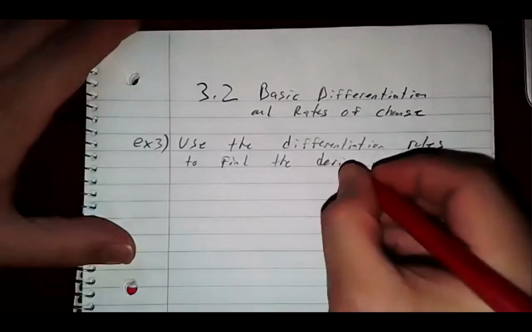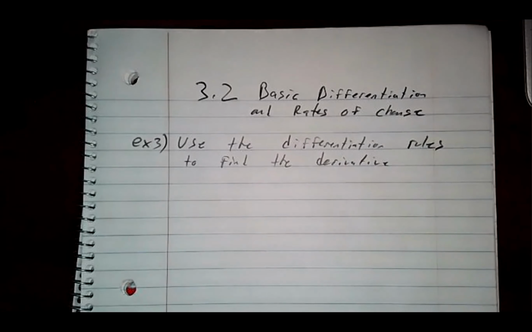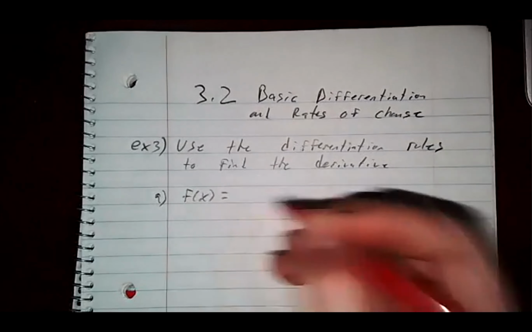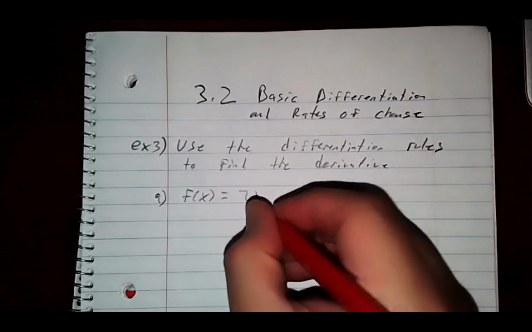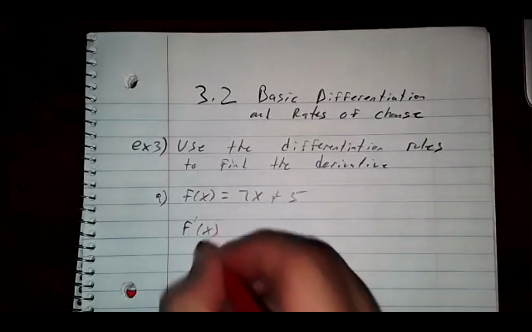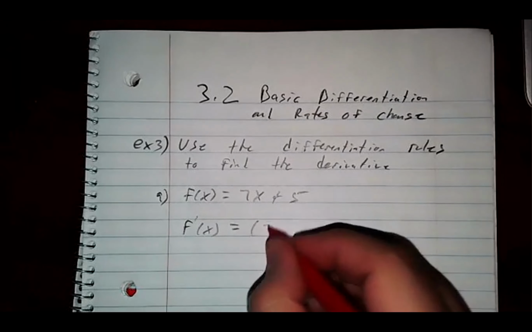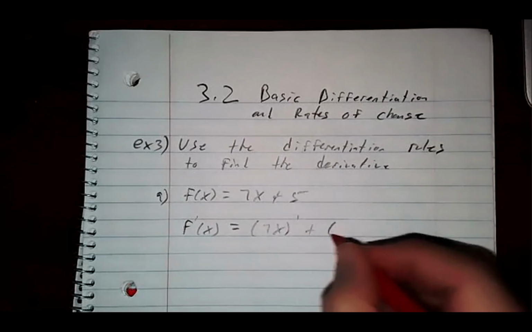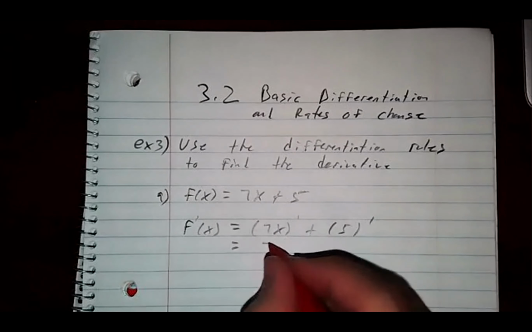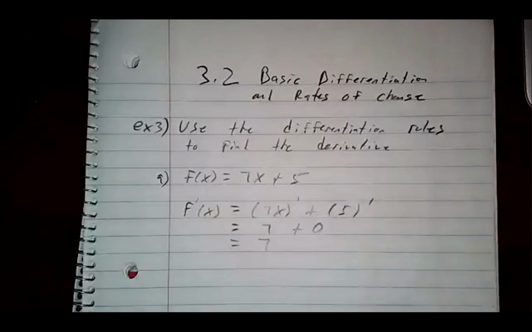So basically, if your function has many terms, you do the derivative on all the terms. So for example, let's say your f of x is equal to 7x plus 5. F prime will simply be the derivative of this term plus the derivative of this term, which is 7 plus 0, right? So it's just 7.